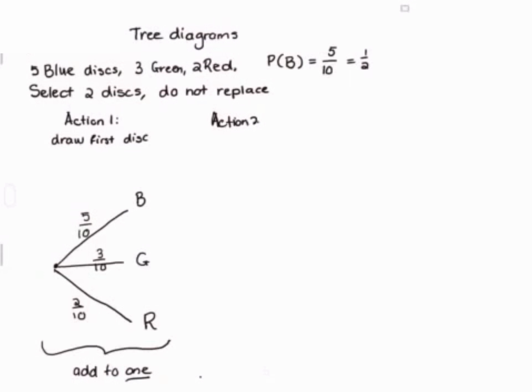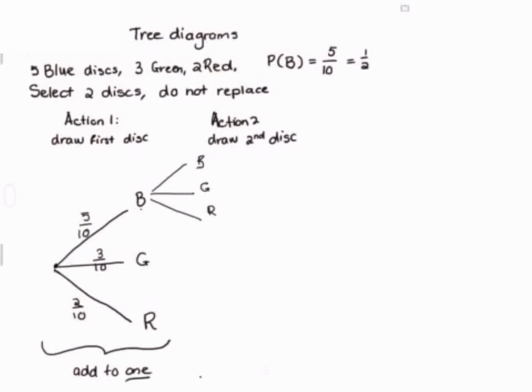Action 2 is draw second disc. So now you have to go back to action 1. 3 things could have happened. So start with the first situation. If in the first case I had drawn a blue, then in the second case, again, I could get blue, green, or red, right? So let's take that further.